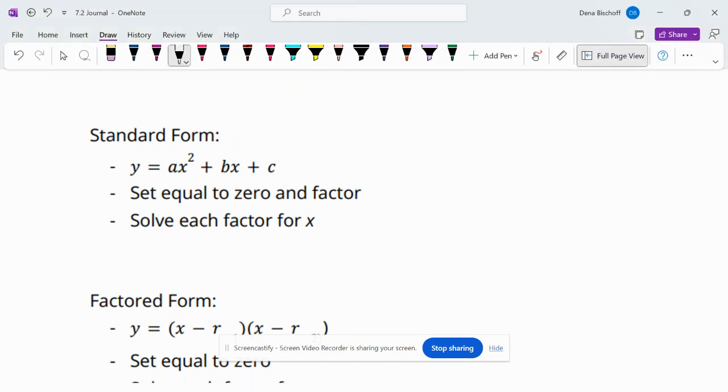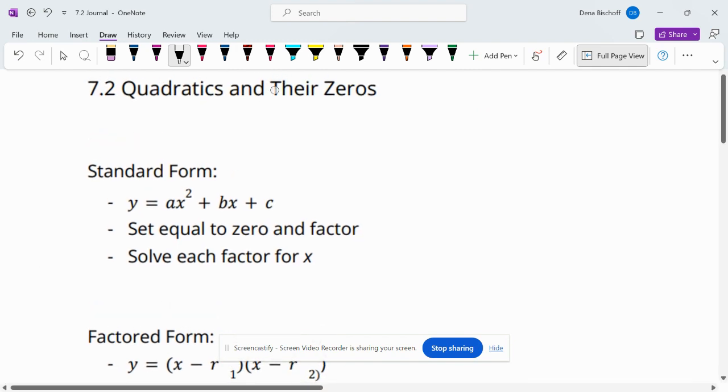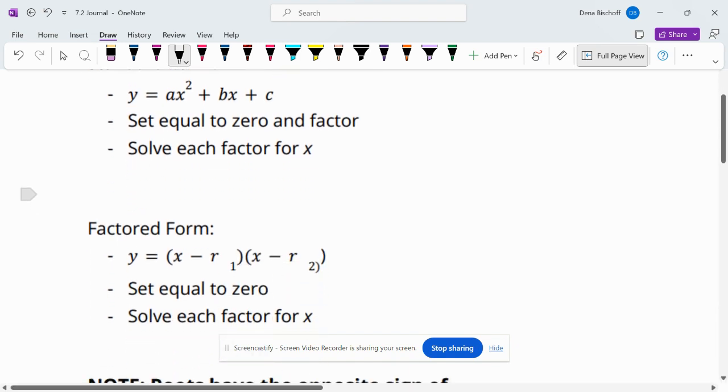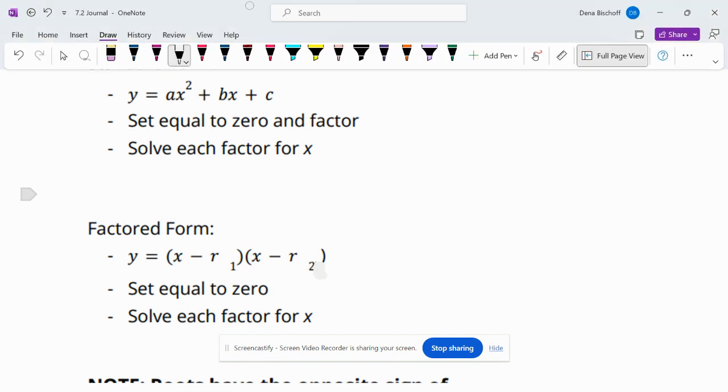So this first example just says, hey, we write quadratics in standard form. Then what do we do? We set it equal to 0 and we factor. We solve each factor for x. Okay. Well, what if it's in factored form? If it's in factored form, remember these are already your roots, right? So you don't have to factor it. You just replace the y with a 0 and then you solve each factor for x.